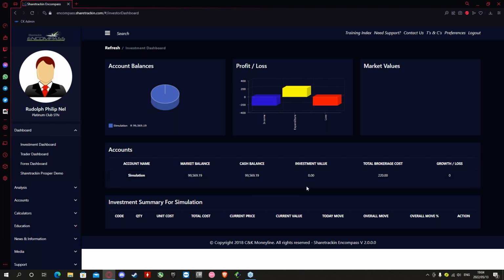So investment value is basically the amount of money that you have spent on your investments. And then total brokerage costs will show you how much brokerage you've paid. So in this case, we have paid 220 Rand so far on brokerages. So that means I've done 2 transactions. So it's 110 Rand per transaction on the software. Obviously, there's other costs also involved on the brokerage, which it doesn't calculate in the brokerage cost. Stuff like your VAT, your STT, your straights, and your IPL won't be calculated on top of that.